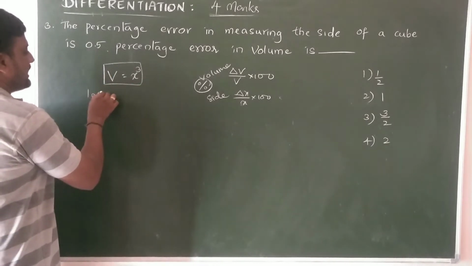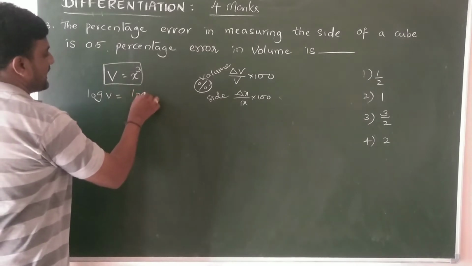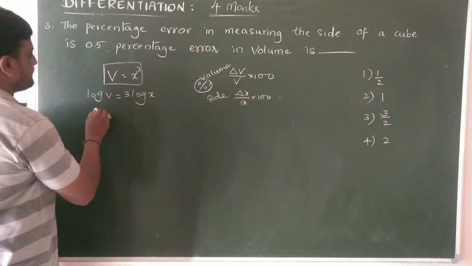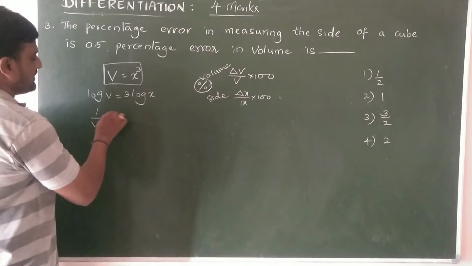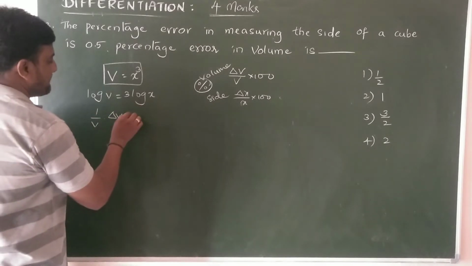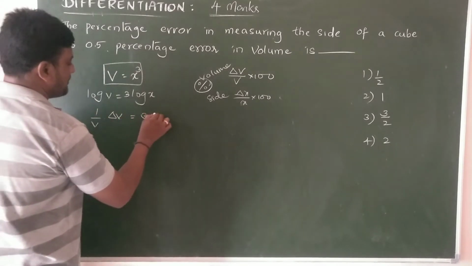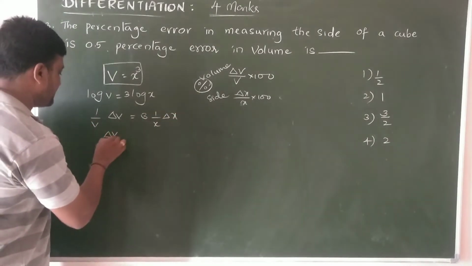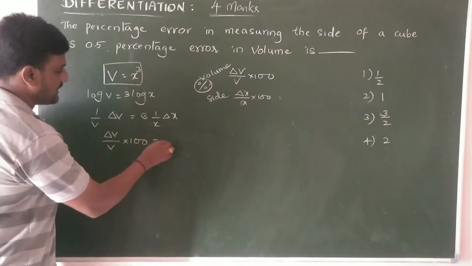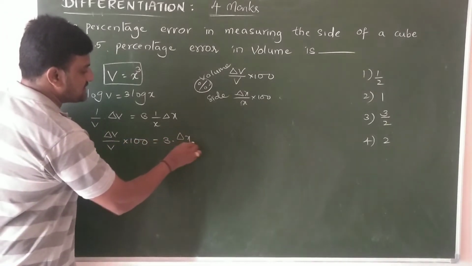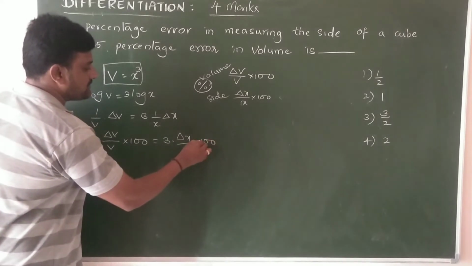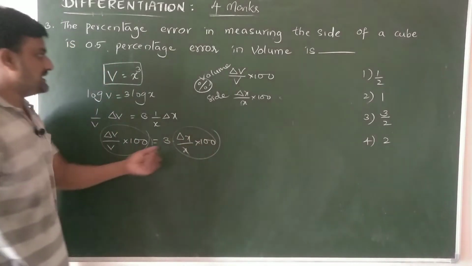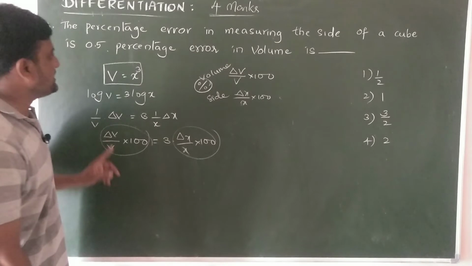So first of all, log V equals log x cube. Clearly it is 3 log x. Then applying differentiation, 1 by V delta V equals 3 into 1 by x delta x. So delta V by V into 100, applying 100 on both sides, equals 3 into delta x by x into 100. Now these are the percentage errors.